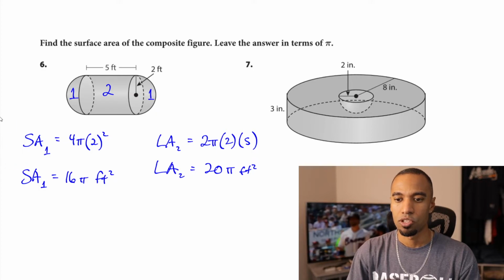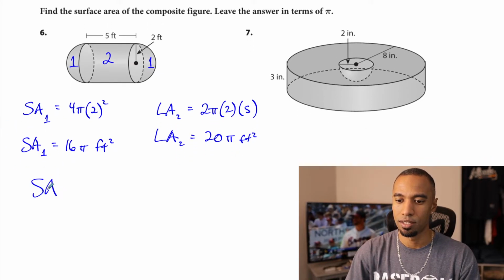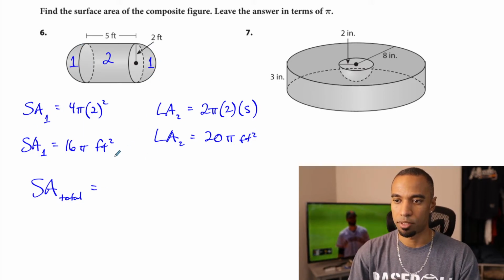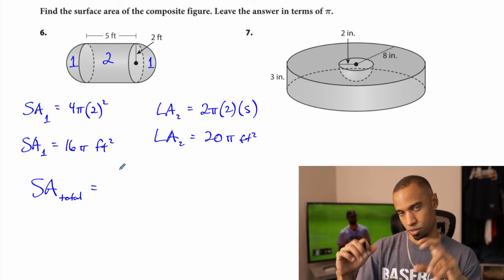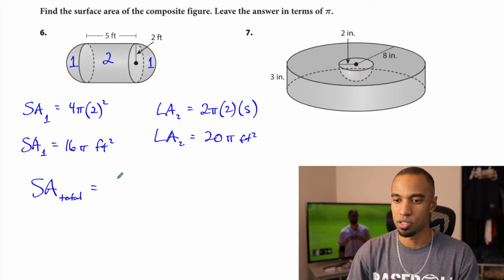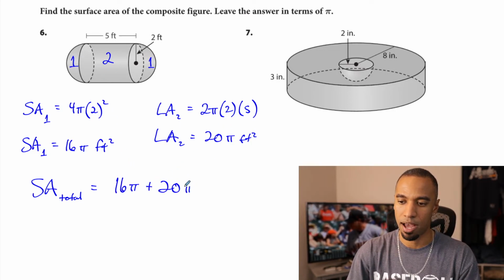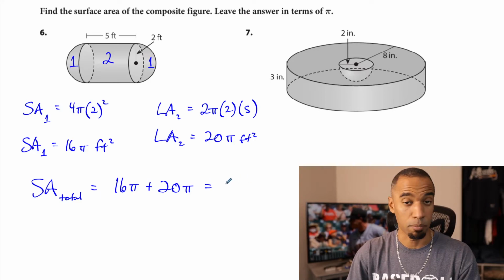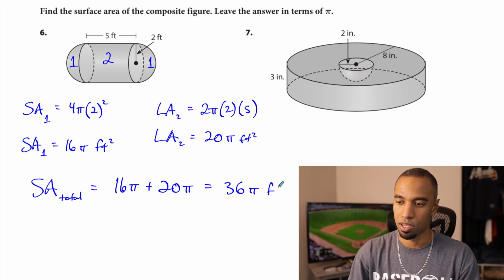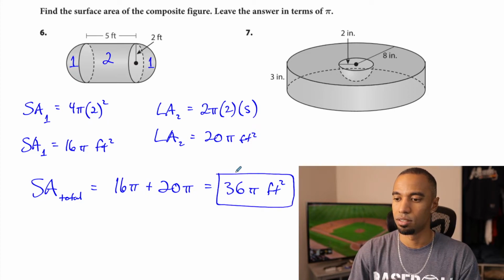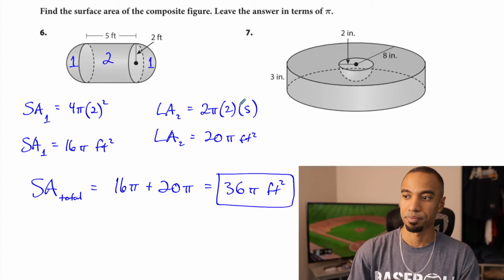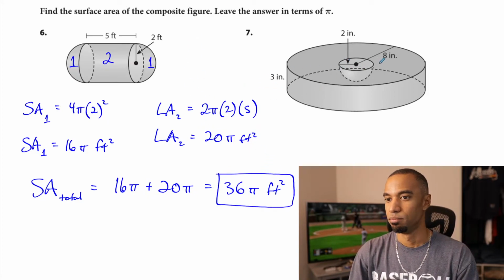There we go. So the surface area of the total thing is going to be adding those two together. The two hemispheres put together, just the non-circular base parts. So 16 pi plus that lateral area of that part, 20 pi. And because they both have pi, well, you can combine them. We get 36 pi square feet. And that is your surface area of your composite figure.